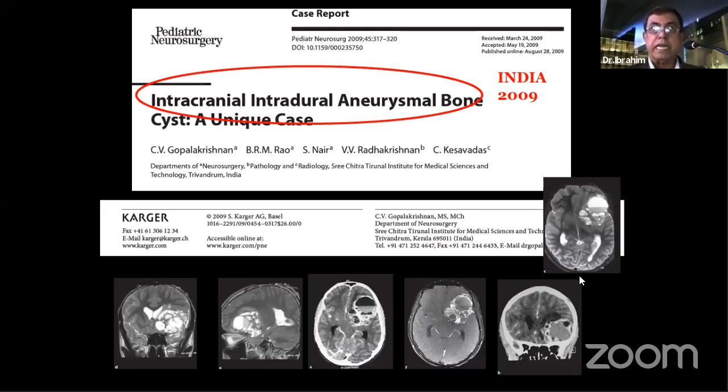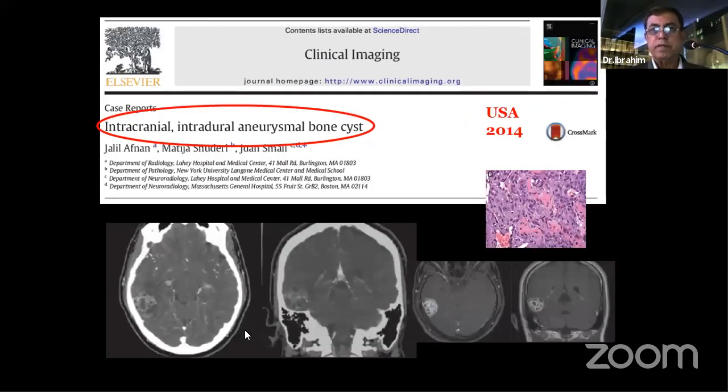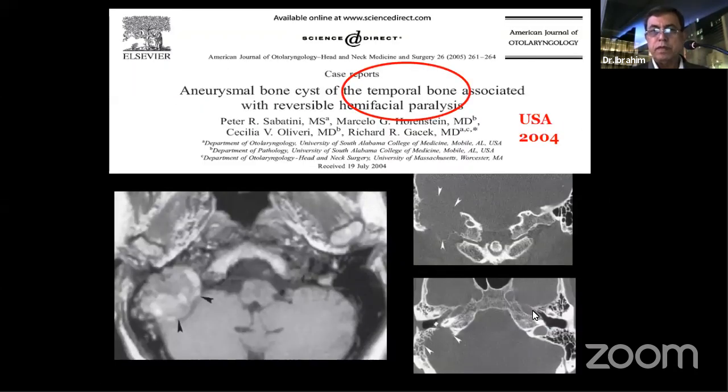Can it occur inside the skull and not be attached to the skull, completely inside the brain? The answer is yes. So intracranial, intradural aneurysmal bone cyst, like this, totally inside the brain. Another paper from USA about intracranial, intradural aneurysmal bone cyst. It can affect the petrous bone. Look at the destruction it causes.